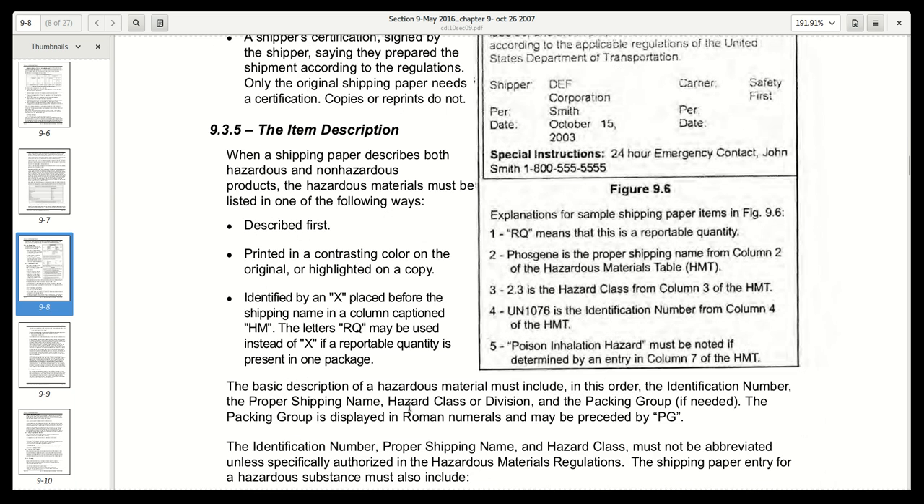The basic description of a hazardous material must include, in this order, the identification number, the proper shipping name, hazard class or division, and the packing group if needed. The packing group is displayed in Roman numerals and may be preceded by PG.